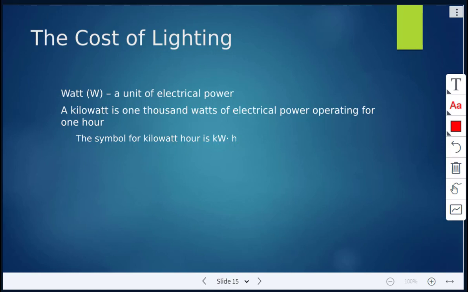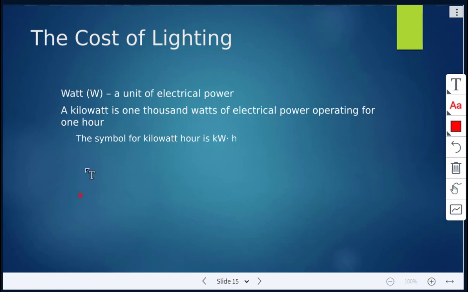Okay, so this is the second part of our lesson from last class, and it is the cost of lighting, and we'll also look at ray diagrams. So for the cost of lighting, the unit we use for electric power is called a watt, and the symbol for it is a capital W, so that is the unit of electrical power.